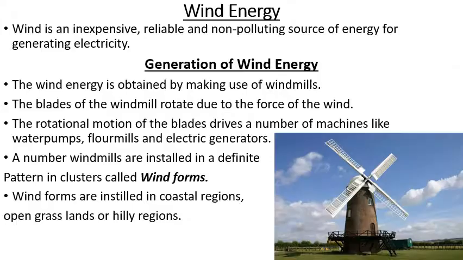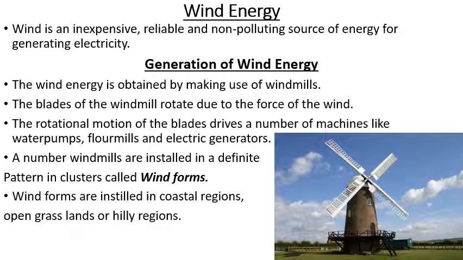Next, another type of non-conventional source of energy, that is wind energy. Wind is an inexpensive, reliable and non-polluting source of energy for generating electricity. And how is the wind energy generated? Let us see. The wind energy is obtained by making use of windmills.